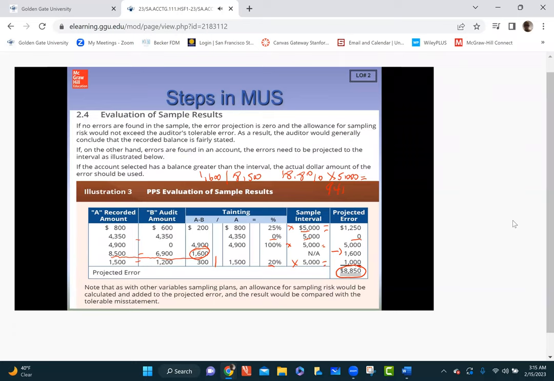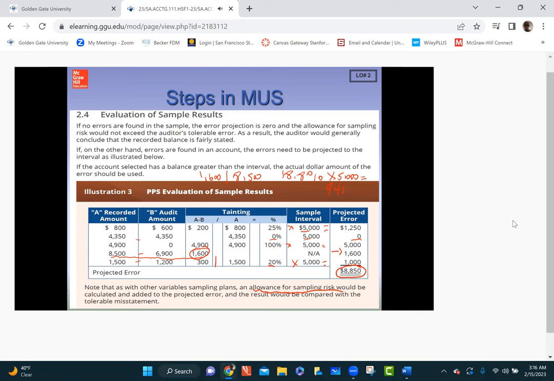Now, we had said that our tolerable misstatement was what? 15,000 for this. So just going off of this result, we would determine that this account balance is not materially misstated. However, remember, we would always want to add some precision, some allowance for sampling risk, which would put a plus or minus on that. That would give us a range of misstatement, and then we would see if the top or bottom amount of misstatement was exceeding my tolerable misstatement. In this particular situation, we would probably conclude that there is not a material misstatement in this account balance.